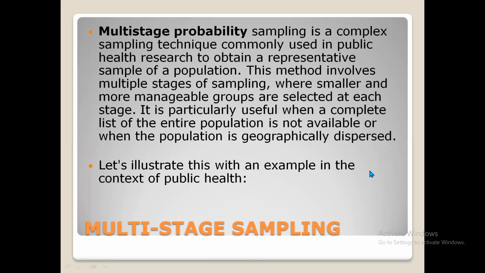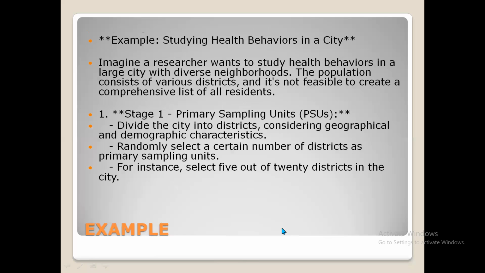The next is multi-stage sampling, probability sampling. This sampling is a complex sampling technique commonly used in public health research to obtain a representative sample of a population. This method involves multiple stages, according to the name, where smaller and more manageable groups are selected at each stage. It is particularly useful when a complete list of the entire population is not available or when the population is geographically dispersed.